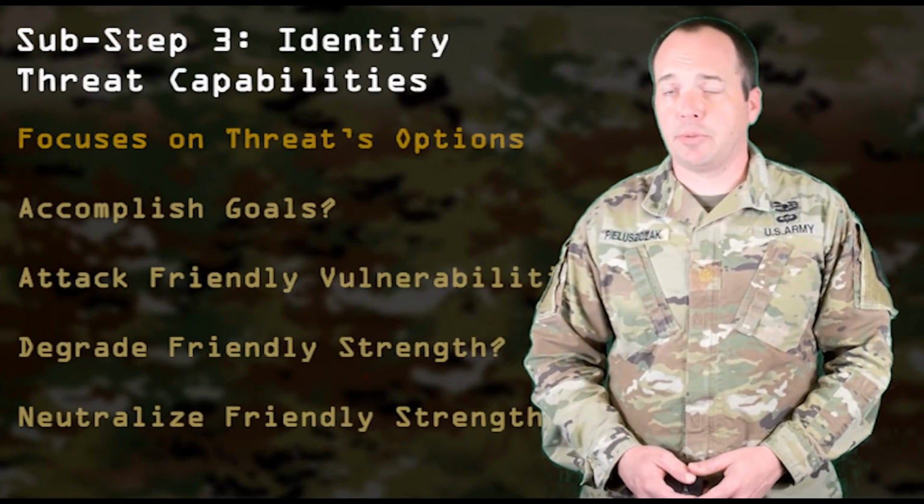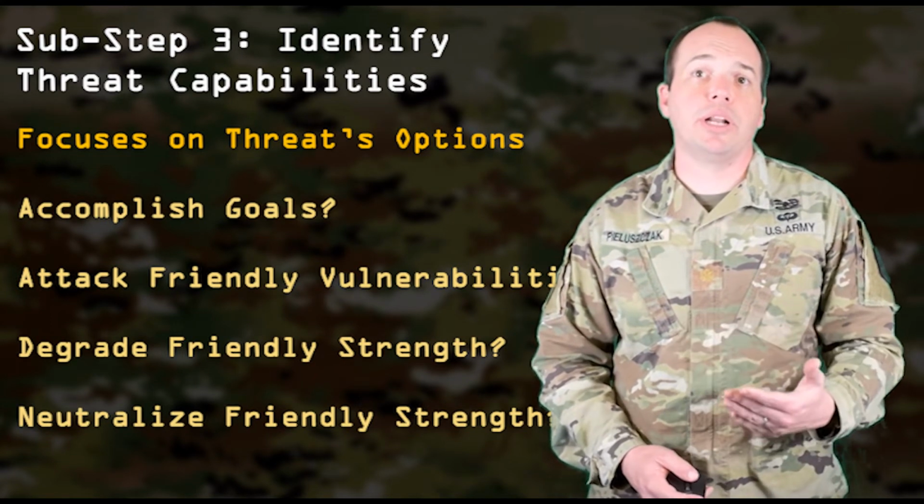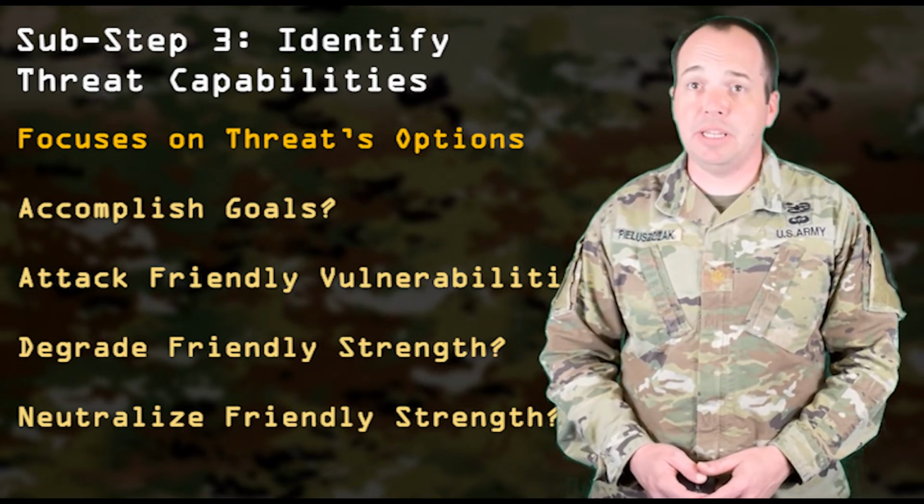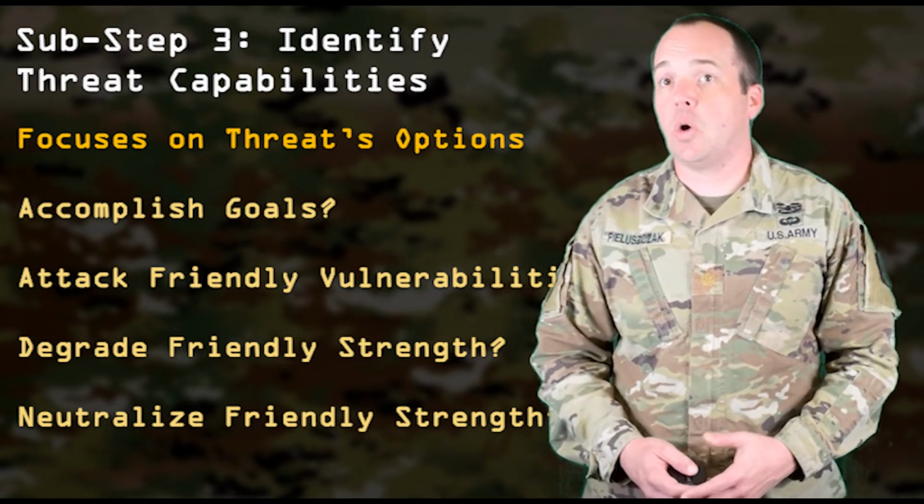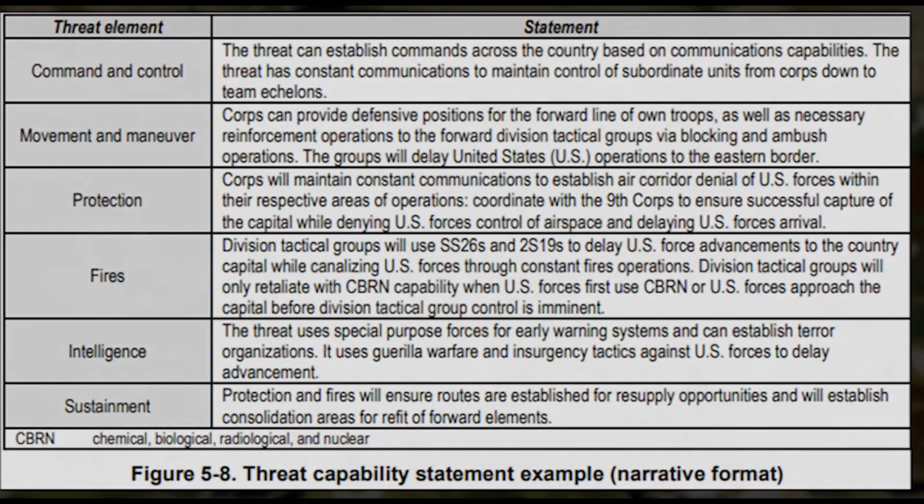Substep 3, identify threat capabilities. A threat capability statement identifies a threat's options and supporting options that can be applied in the AO. This substep seeks to identify means by which a threat intends to accomplish its goals, attack friendly vulnerabilities, or degrade or neutralize our strengths. The S2 should identify unique items present in the AO, tactics observed, options remaining to the threat commander, or any particularly new information or unique activities conducted by the threat based off their current strength or vulnerabilities that can be exploited by the threat force.